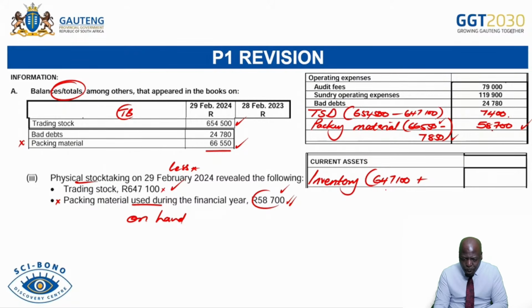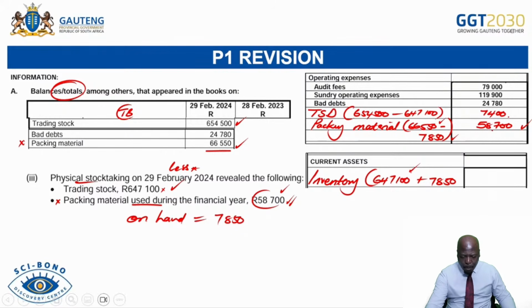And when we come to the statement of financial position, we're now saying the inventory on hand, 647,100. Then we add the on hand. The on hand was 7,850. So I come in, then I say plus 7,850, like that. That is how you would adjust for such an adjustment.